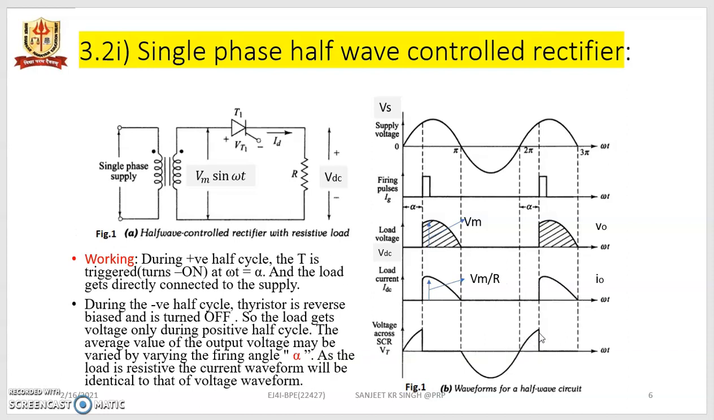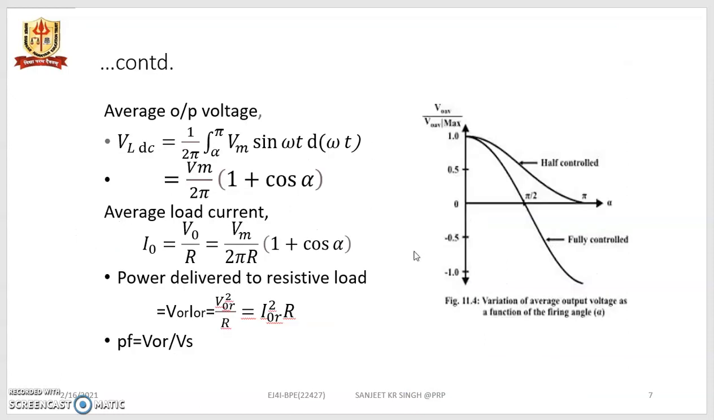And again at this instant it is in the forward blocking state, and when the second gating pulse arrives at the gate of it, then again it starts conducting till this 3 pi. So this cycle is repeated as long as the gating pulse is received for the positive half cycles. Rectified output is obtained for the positive half alone. That's why it is called a half wave control rectifier.